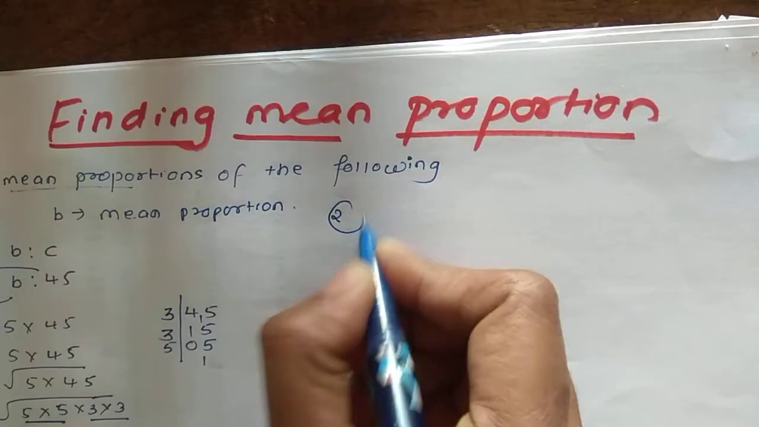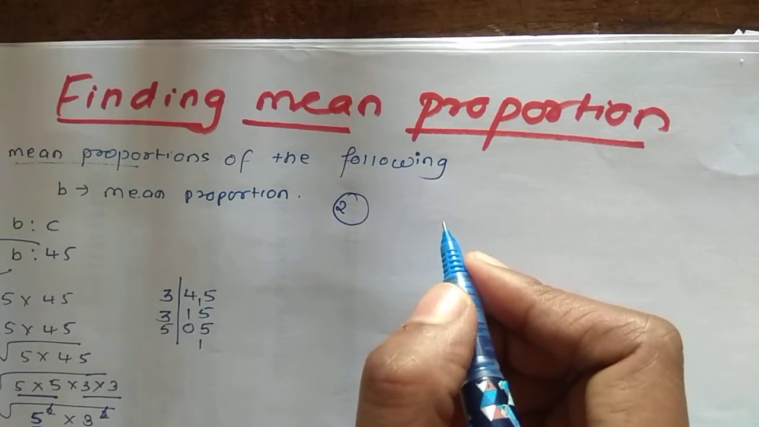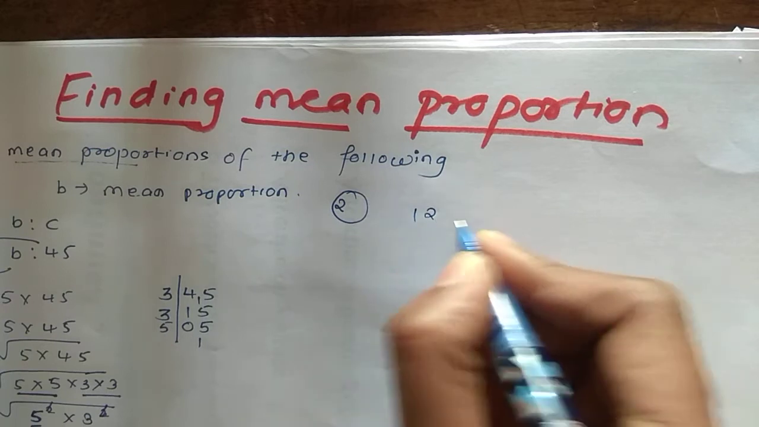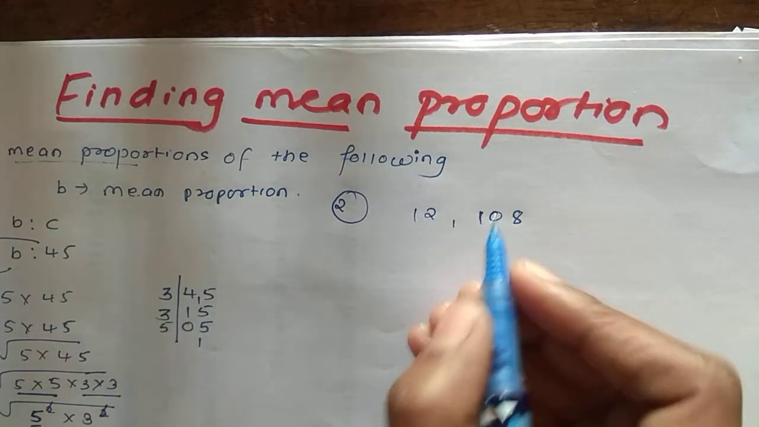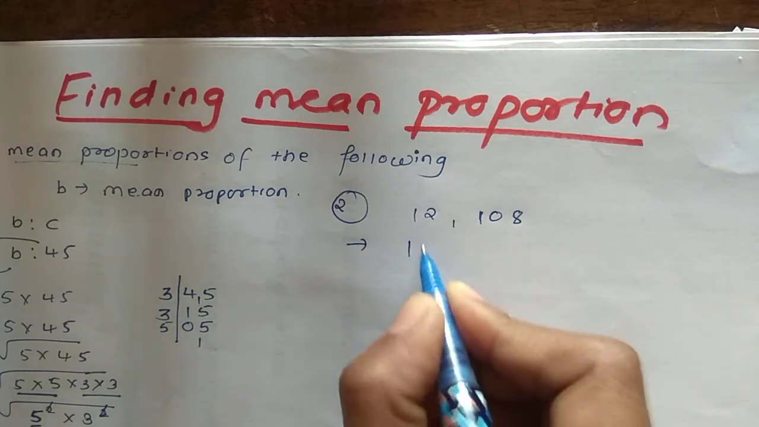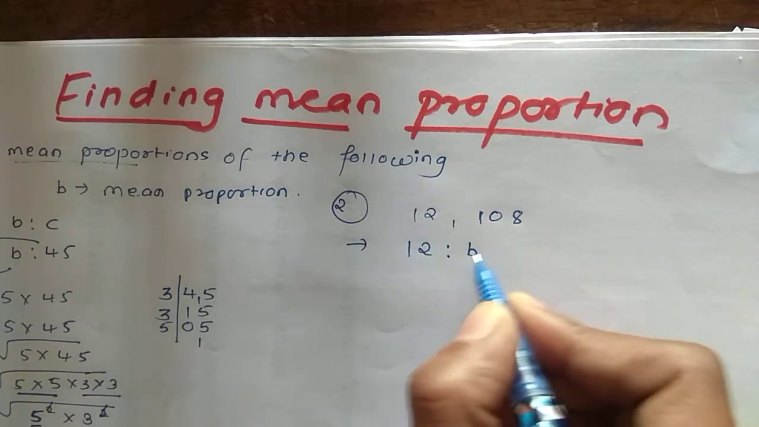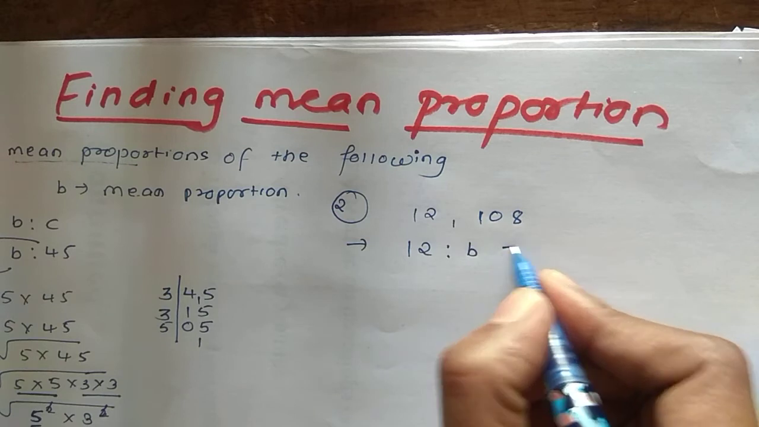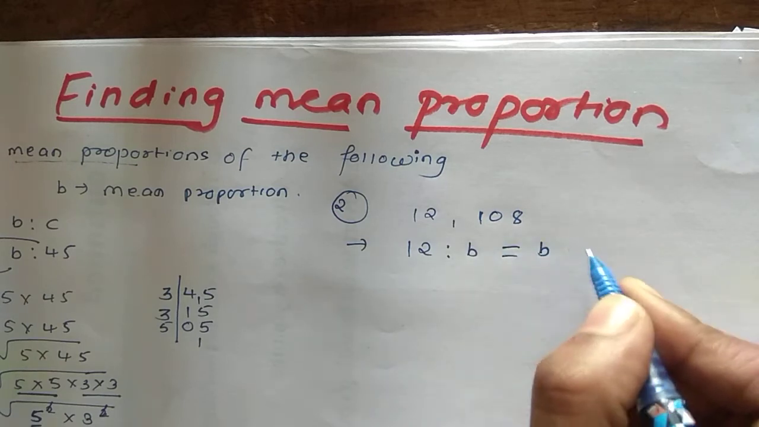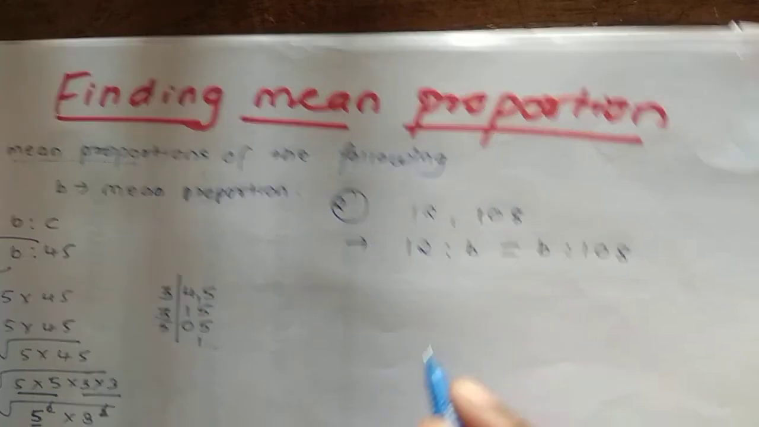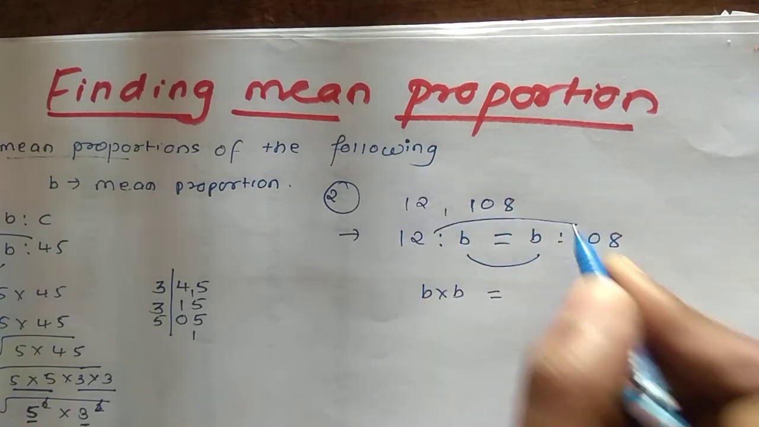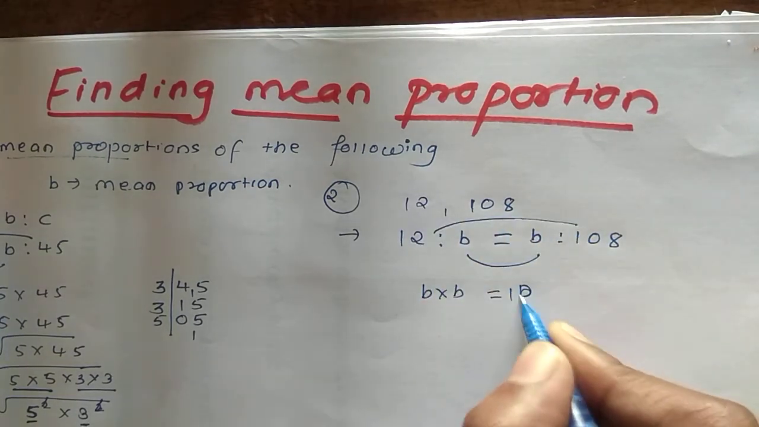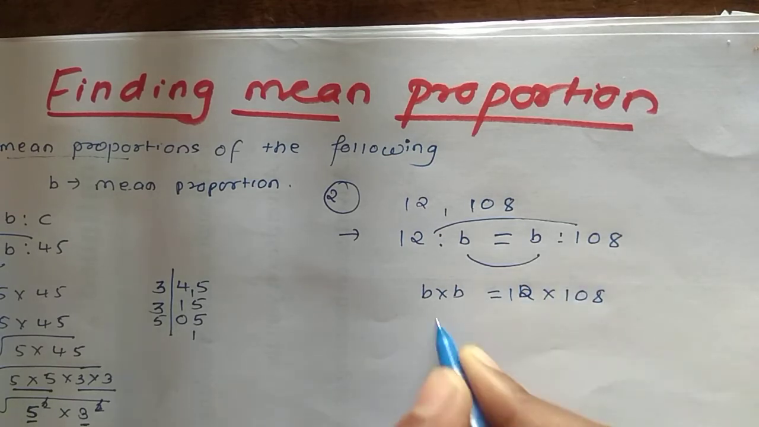Let us take one more example: 12 and 108. You need to find the mean proportion. Whenever it is asked to find the mean proportion, always take the middle term as the same. 12 is to B, which we don't know, is in proportion with B is to 108. Same method you have to follow. Product of means, B into B, equals product of extremes, 12 into 108.